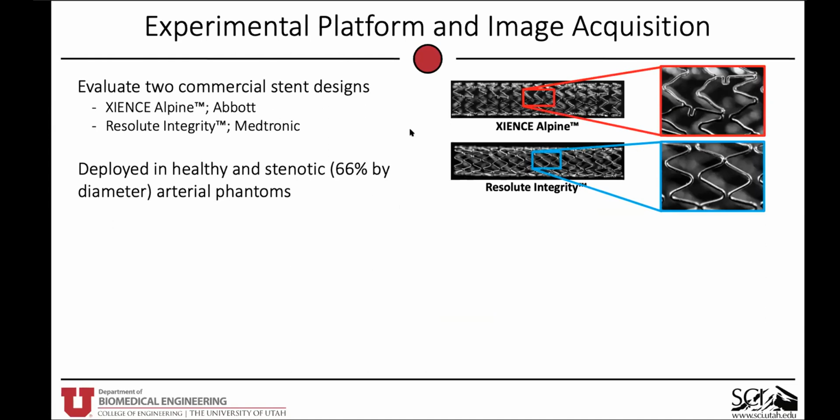designs, right? The Xience Alpine has this really unique axial connector. It's considered a closed cell stent design, whereas this Resolute Integrity is a stent that's made out of a single wire that's actually coiled in this configuration. You have these weld points, but it's considered an open cell stent design.